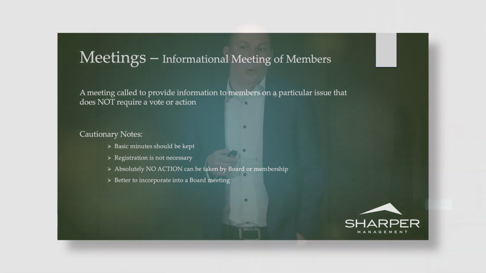So I would always tell a board, if there's something that you want to give information about to the membership, do it at the board meeting, right? That's the board meeting where we do come together for actionable items. Give the information that you want to at a board meeting would be my recommendation. So that's what an informational meeting is. Hopefully you don't have them very often, but just be careful with them when you do.